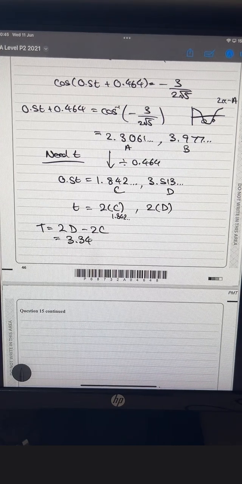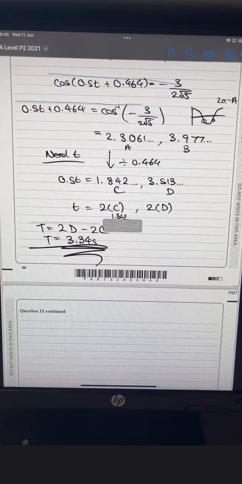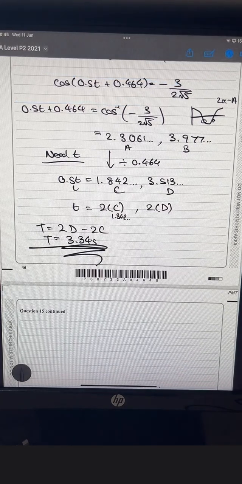Why is it 2 lots? Because here I have 0.5t, right? That's the same as writing t over 2. So if I want just what t is equal to, I multiply both of these by 2. So I've just doubled up my steps there, so I have fewer steps to do. And I do 2D minus 2C. That's why it is. All right, awesome.